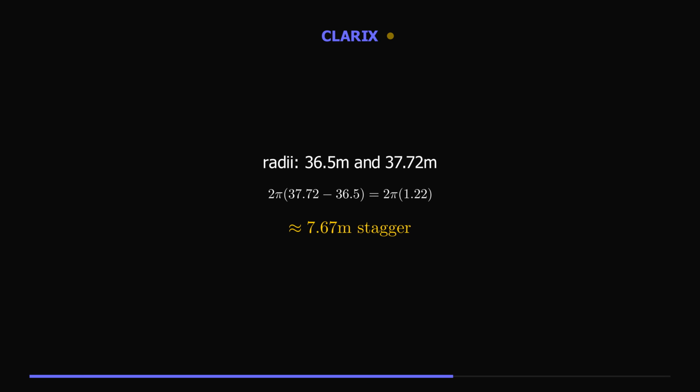That's exactly why the stagger exists, to give the outer lane runner a head start equal to that extra arc distance, so every runner covers exactly 400 meters.